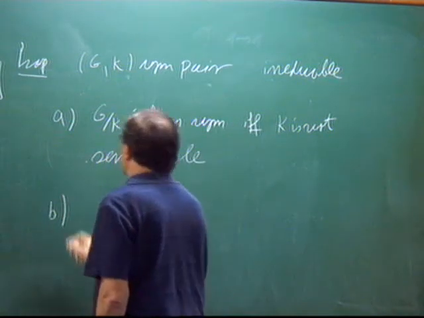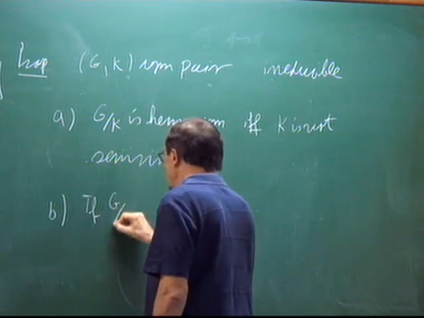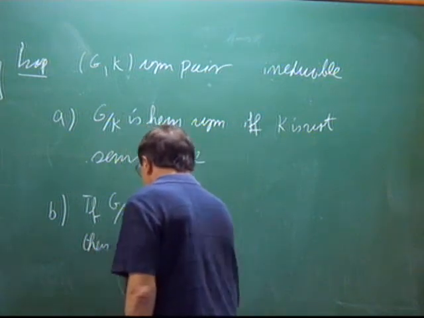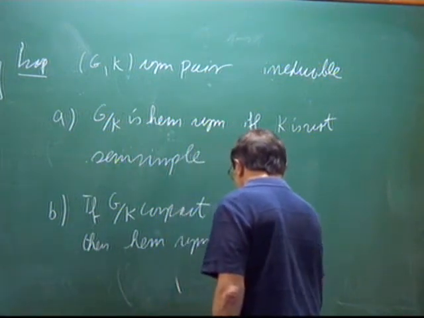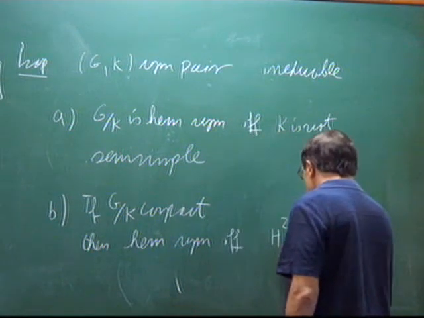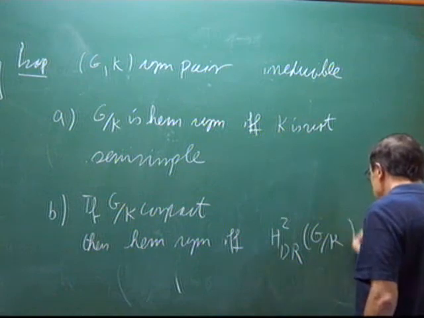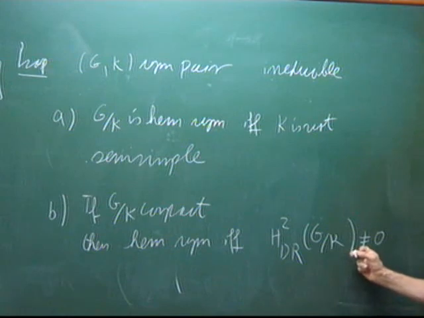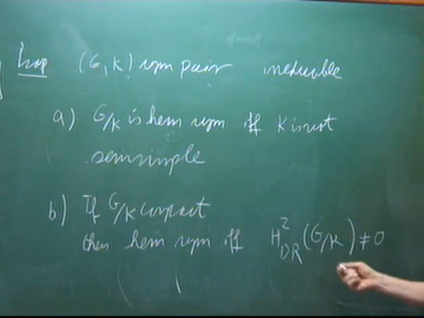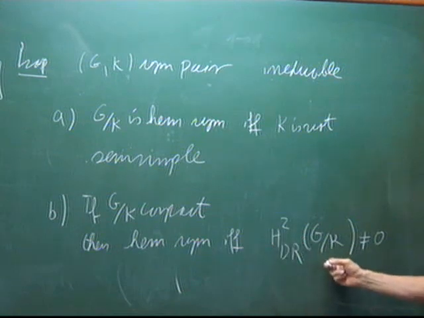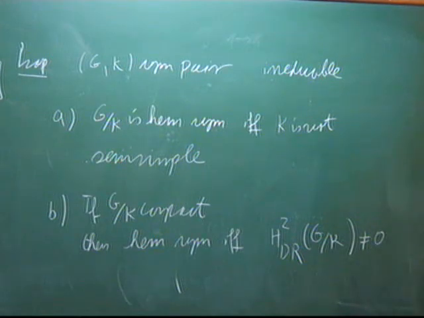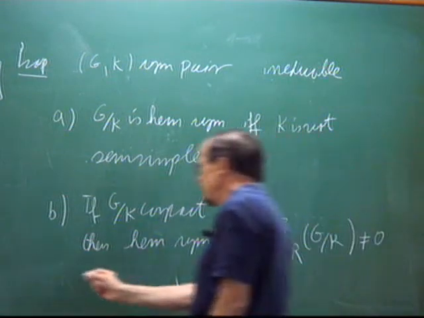That's one characterization. If in addition G mod K is compact, then it's Hermitian symmetric if and only if the second de Rham cohomology of the manifold is non-zero. Again, that's a natural condition, right? A Kähler manifold is a symplectic manifold. That means the de Rham cohomology class of omega is something non-zero in here, right? So certainly this group must be non-zero for there to be a compact Kähler manifold. But that's sufficient. That's all I need to make it into a Hermitian symmetric space.